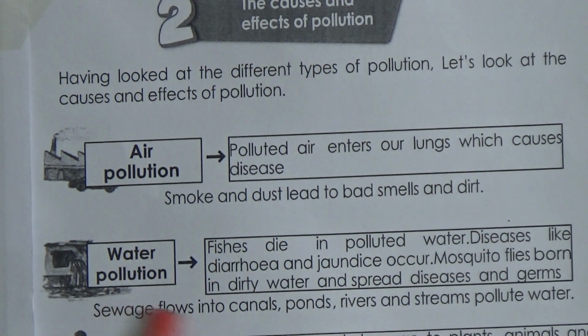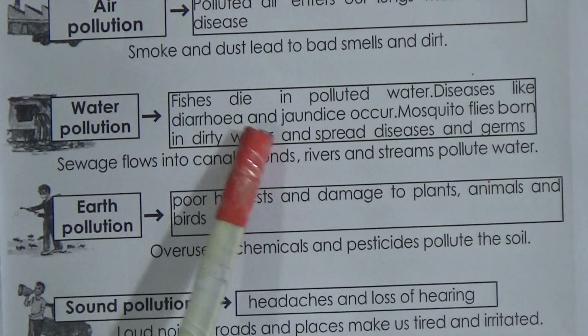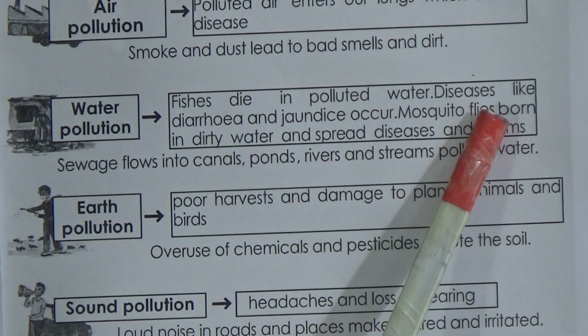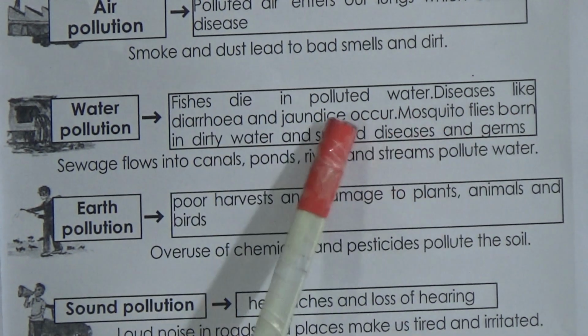Water pollution. Next, water pollution. Fishes die in polluted water. Diseases like diarrhea and jaundice occur. Mosquitoes and flies breed in dirty water and spread diseases and germs. Sewage flows into canals, ponds, rivers and streams and pollutes water. So students, water pollution can happen if we throw different types of waste and garbage into canals, ponds, rivers and streams. And if we drink polluted water, we may have different types of diseases like diarrhea and jaundice.